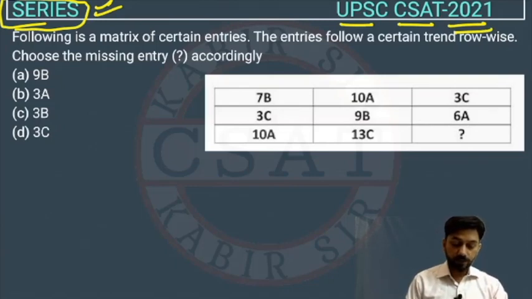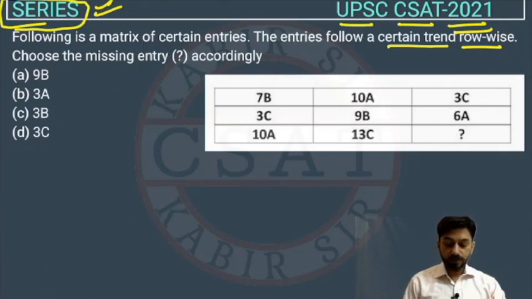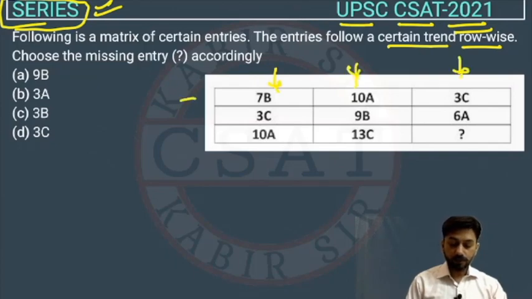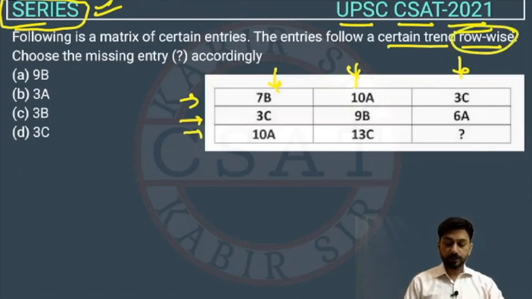So following is a matrix of certain entries. The entries follow a certain trend, row wise, right. So choose the missing entry accordingly, right. तो ये कॉलम होते हैं, right. This is column और ये रो होती है, right. Because यहाँ पे लिखा है pattern are row wise. Okay, so this is row. So pattern are found in row.